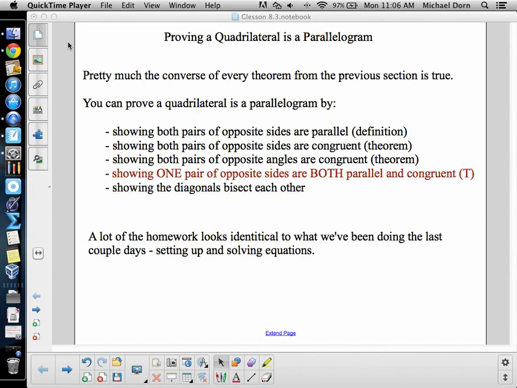Today we're looking at proving that a quadrilateral is a parallelogram. So this is kind of the converse of everything we were just doing. Remember converse: a conditional statement says, if P then Q. The converse reverses that, if Q then P. It reverses things. That's what a converse does. We also had the inverse and the contrapositive earlier this year.